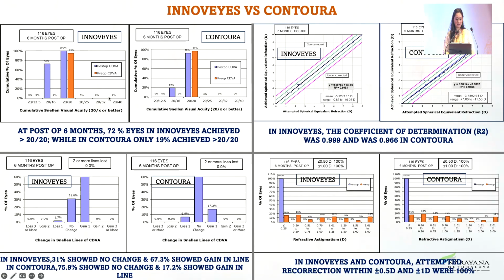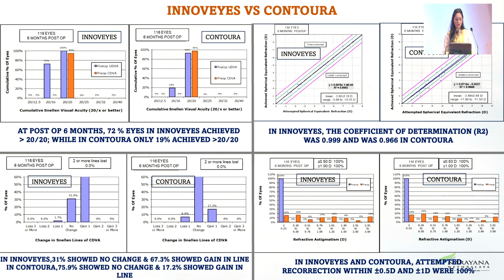You can see here that 72% of the eyes in InnoVise achieved 20/20 vision or better, while Contura, which is a topo-guided treatment from Alcon itself, achieved this in 19% of the patients. When it comes to coefficient of determination, InnoVise had 0.99, whereas Contura was 0.96. So the InnoVise eyes, or the Wavelight Plus eyes, did a little better in comparison to Contura, which is a topo-guided LASIK. And InnoVise, Wavelight Plus, is nothing but a ray tracing LASIK.